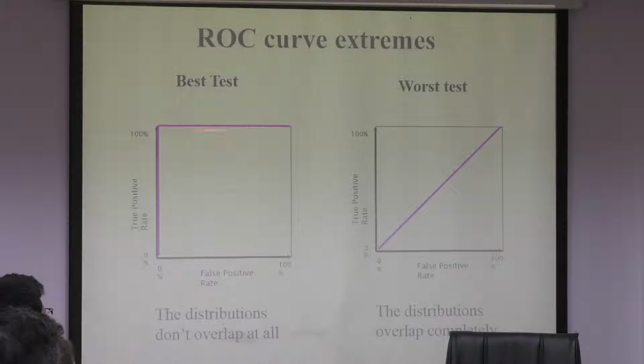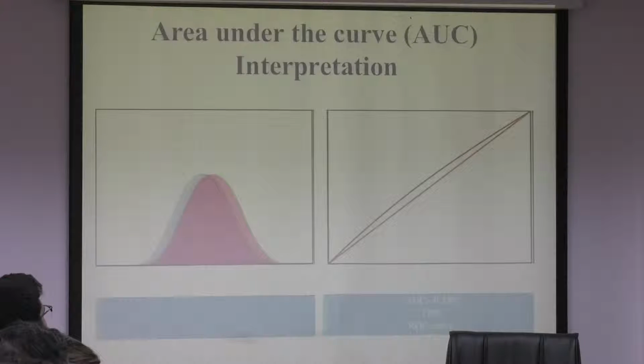Okay, again, you see this? What does it indicate? A certain cutoff point fully discriminates between positives and negatives, which means the distributions do not overlap at all. What is this? The distributions overlap completely. So you cannot really guess. You can guess, but you cannot really identify whether a person is positive or negative because they are overlapping. And it's the worst test.